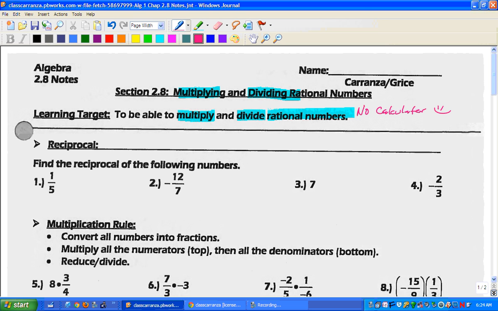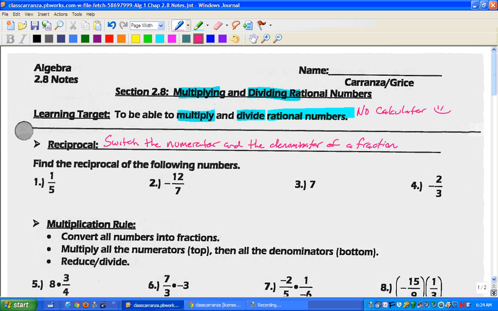So to get started, let's first talk about the word reciprocal. When we're talking about a reciprocal, that means to switch the numerator and the denominator of a fraction. I don't know what that last one looked like. It's supposed to be an N. Okay, so reciprocal means to switch the numerator and the denominator of a fraction.